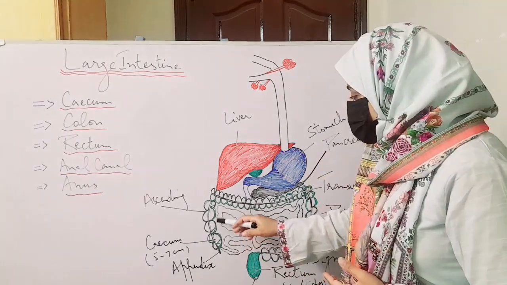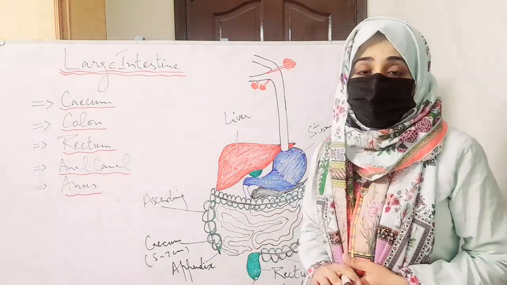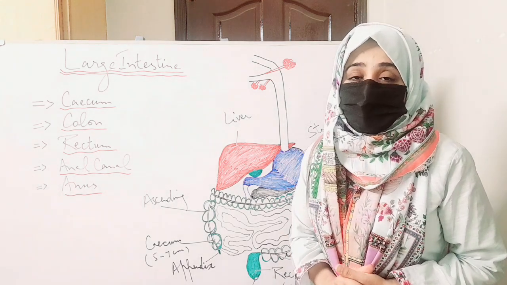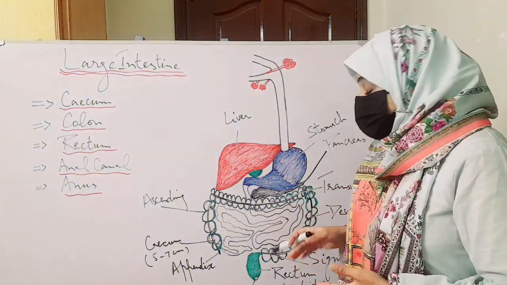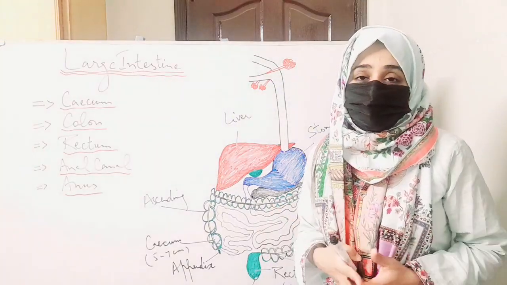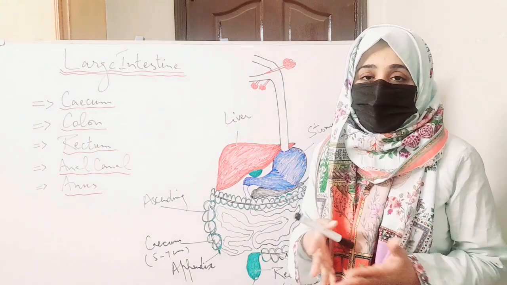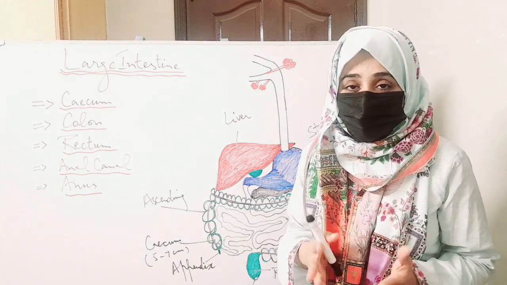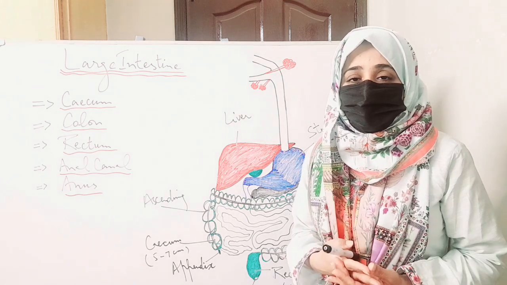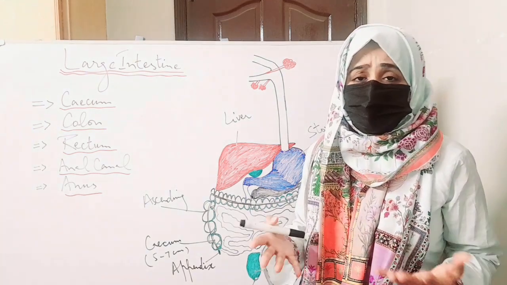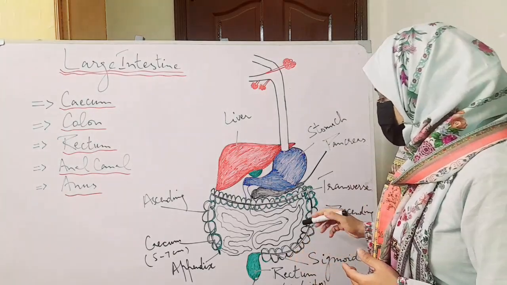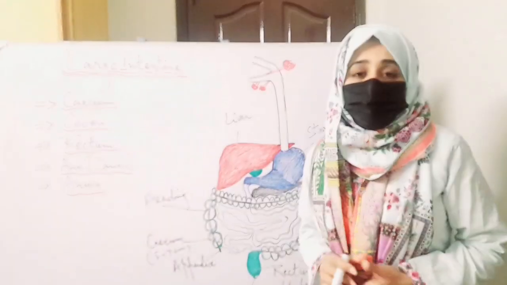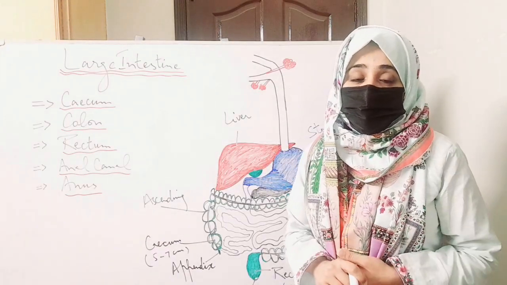Moreover, trillions of bacteria are present in the colon that are involved in the synthesis of vitamin K, that is very essential for the coagulation of blood, and vitamin B complex and biotin. So these vitamin B complex and biotin are very important for performing different functions of the body, like for the proper functioning of skin, nails, liver, nervous system. So these vitamins that are synthesized by the bacteria in the colon get absorbed in the blood and then are made available to the body for usage.